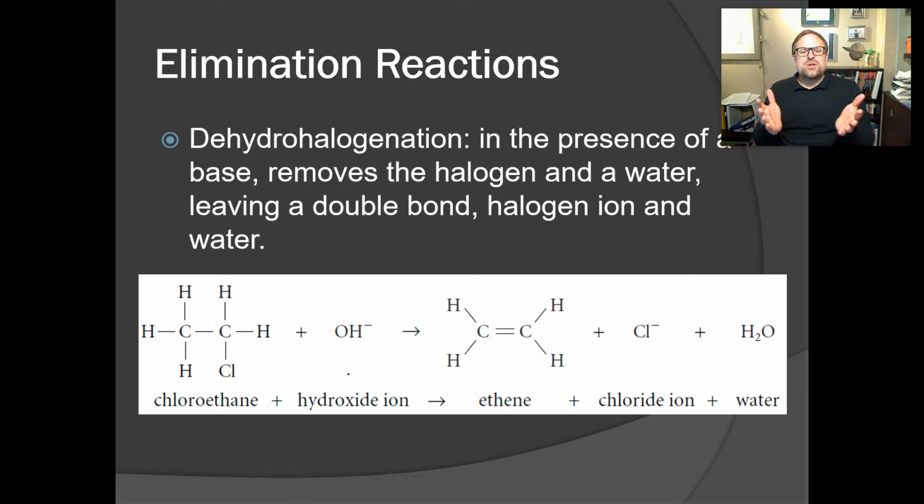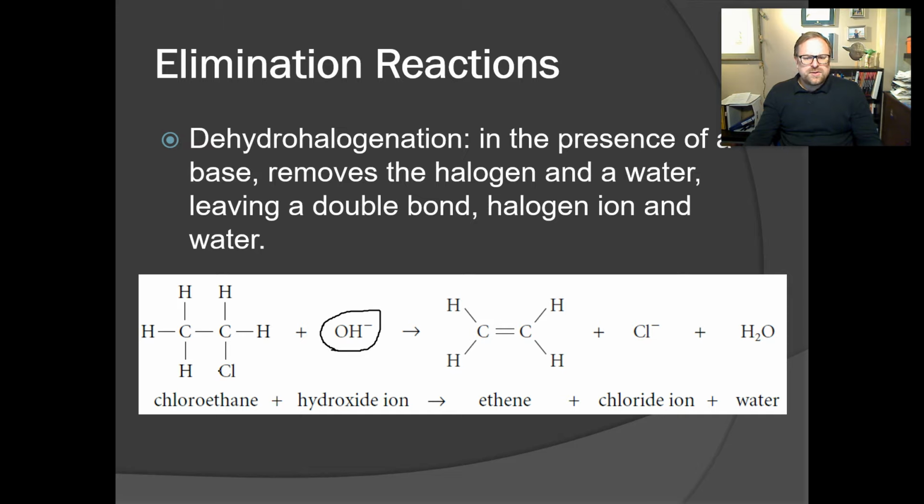Another kind of elimination is something called a dehydrohalogenation. This is usually taking place in the presence of a base. You'll notice that we've got hydroxide as the base there, and we have some sort of an organic halide, in this case chloroethane.